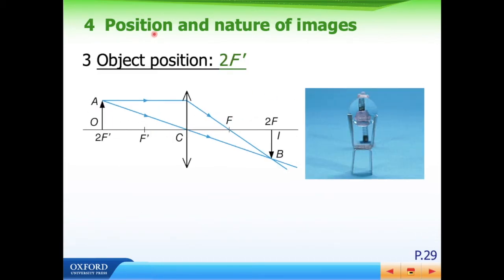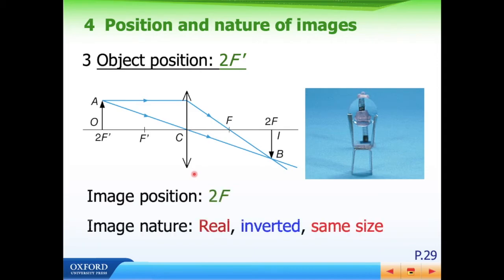Situation number 3. Our object is located at 2F prime. Using a ray diagram right here, we'll be able to determine exactly where our image is located as it is formed by our convex lens. Now, the characteristics of our image are the following. Number 1, of course, the position is at 2F. It is real and inverted at the same time. It has the same size as our object.